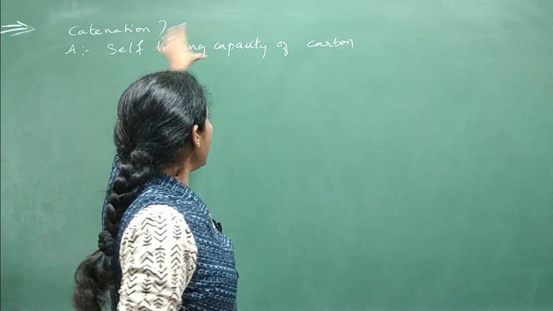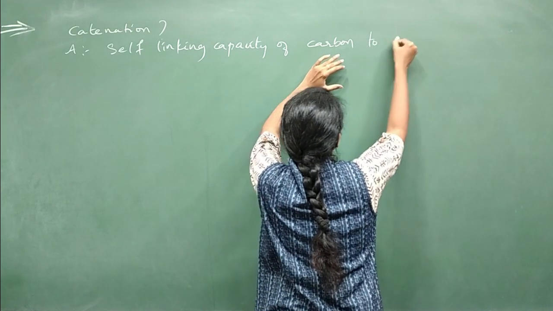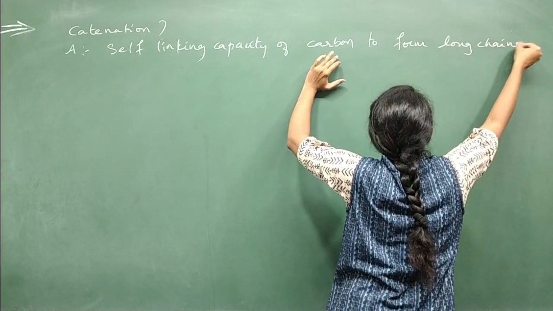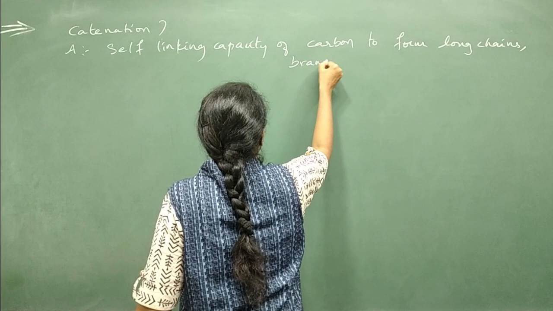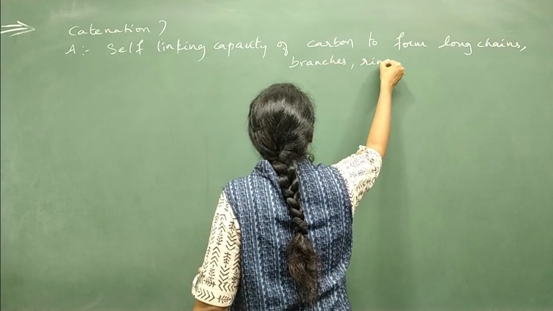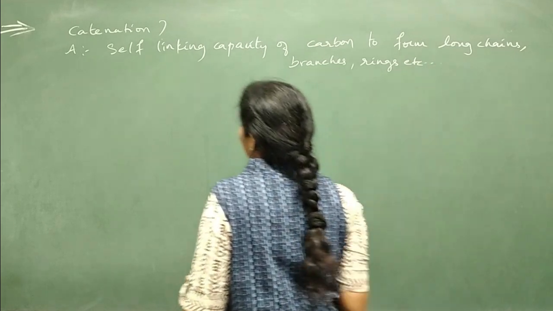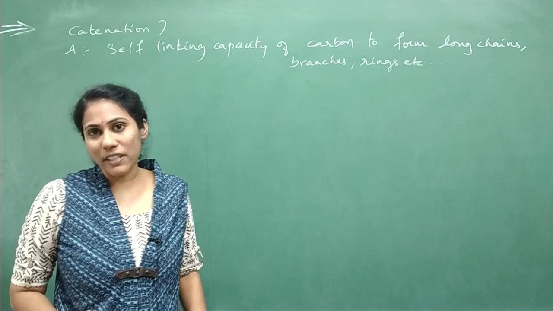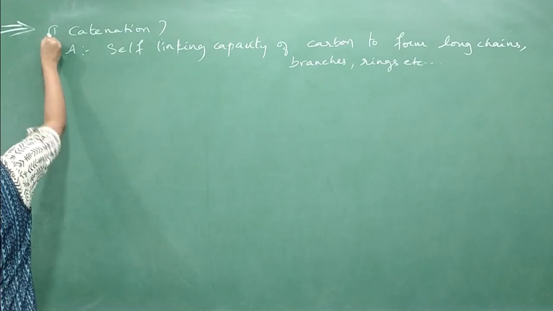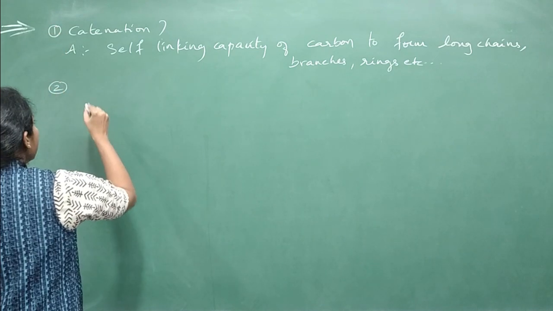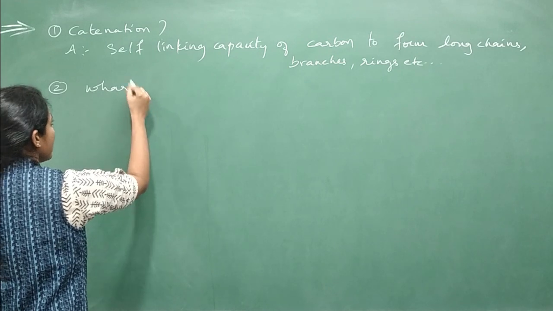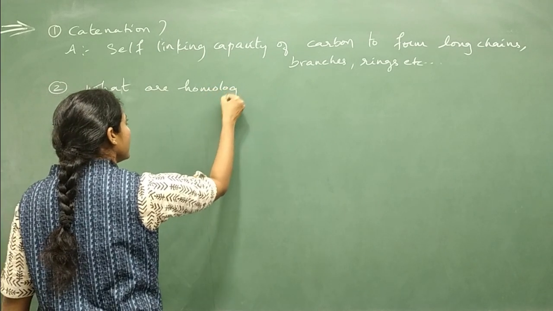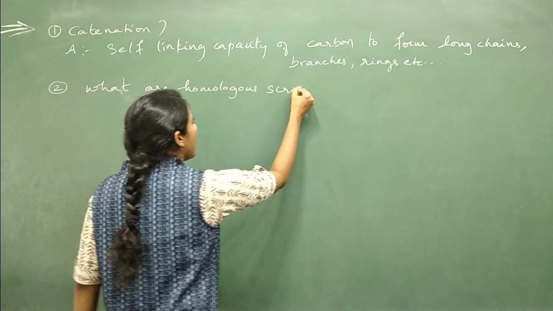So self-linking capacity of carbon to form long chains, branches, rings, etc. is called catenation. Very simple and important question. And the second question: what are homologous series? Give example.